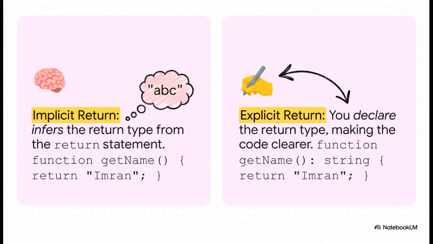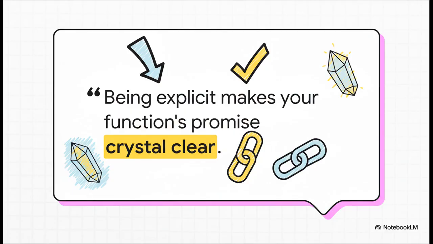Now, don't get me wrong, TypeScript is pretty smart. A lot of the time, it can just look at your code and figure out what you're returning. That's called inference. But just letting it guess can be a little risky sometimes. When you explicitly add that return type yourself, you're not just doing TypeScript a favor. You're leaving a clear signpost for anyone who reads your code later, and that includes your future self. And that's really the heart of it. When you explicitly define a return type, you're making a promise, a contract. You're guaranteeing to the rest of your app, no matter what happens, this function will give you back a value that looks exactly like this. That promise is what makes your whole system more reliable.